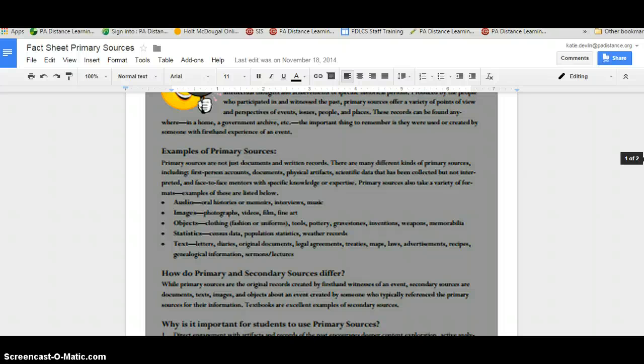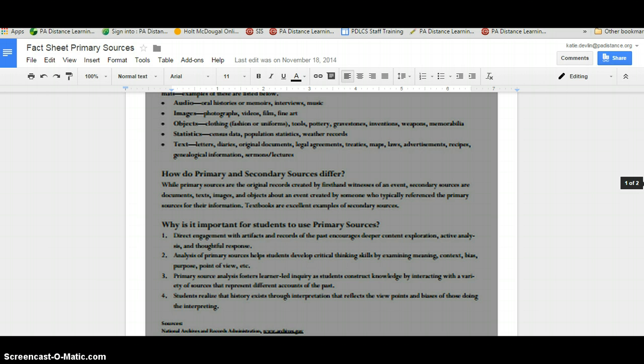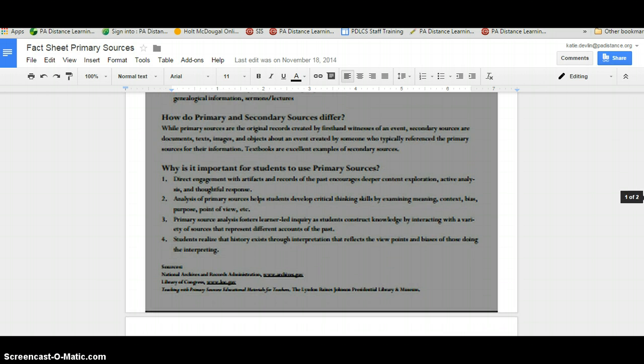Primary sources also take a variety of formats. Here are some more examples. Audio, so listening to someone tell a story who was there. Images: photographs, videos, film, art. Objects: clothing, tools, pottery, gravestones, etc. Statistics: data, population, weather records, things like that. Text: letters, diaries, original documents, legal agreements, treaties, maps, laws, advertisements, recipes, etc. And these differ for several different reasons, which I will leave you to read on your own.